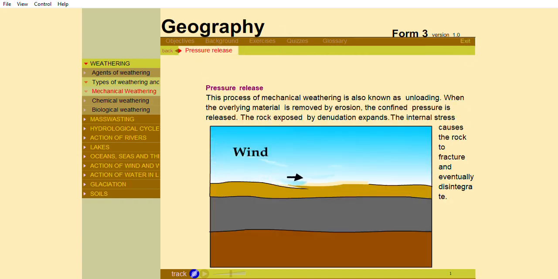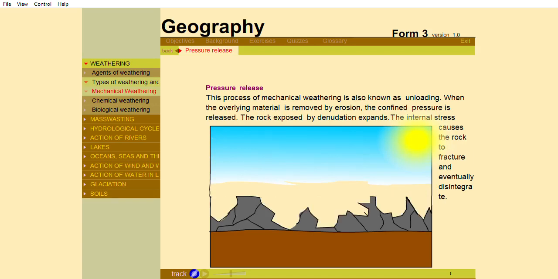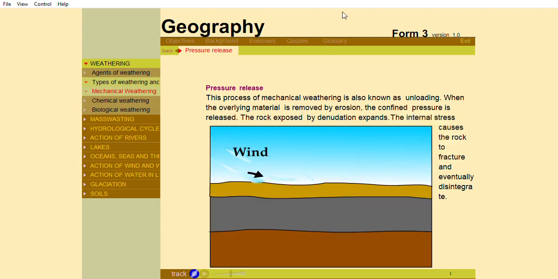Pressure release. This process of mechanical weathering is also known as unloading. When the overlying material is removed by erosion, the confined pressure is released. The rock exposed by denudation expands. The internal stress causes the rock to fracture and eventually disintegrate.